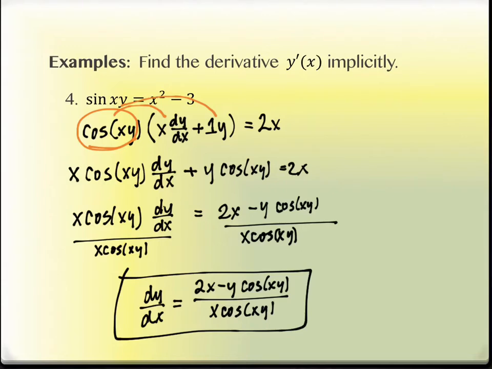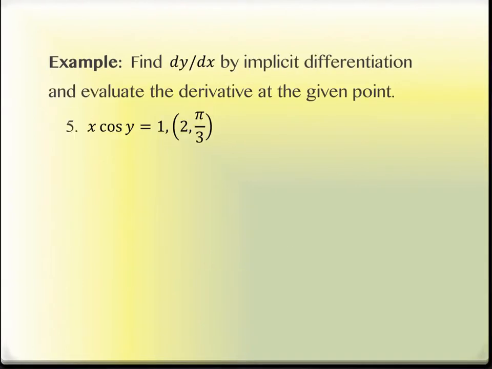Any questions on that one? Because the directions are about to change a little bit. Okay. Directions start out the same. Find dy dx by implicit differentiation. The last piece says evaluate the derivative at the given point. Okay. You've done this before.